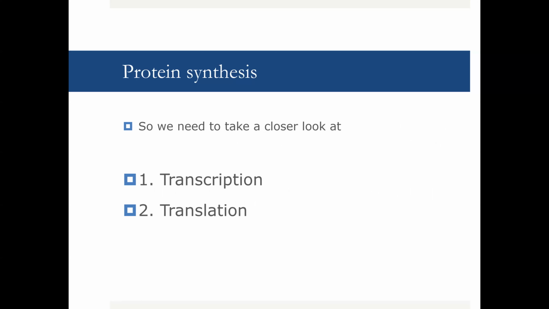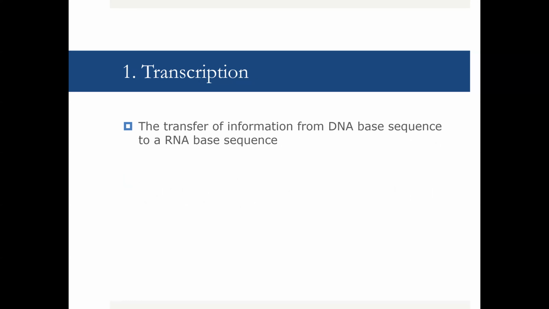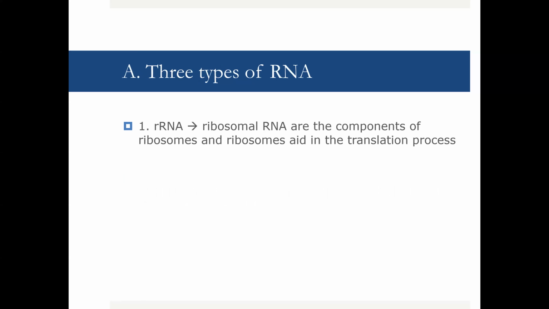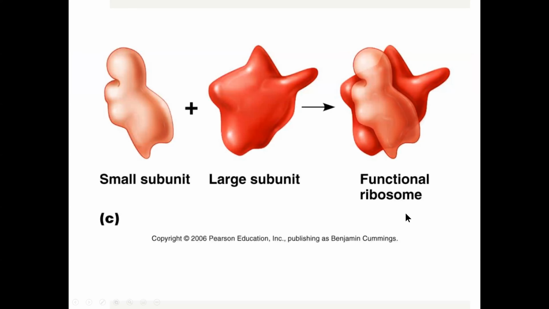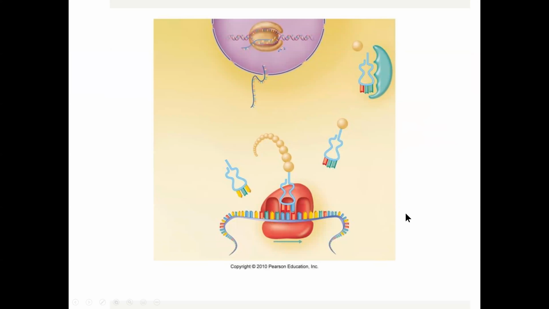I have 3 lectures. So we need to take a closer look at transcription and translation. The transfer of information from the DNA-based sequence to the RNA-based sequence is transcription. Ribosomal RNA, there's 3 types of RNA. Ribosomal RNA, which was made in the nucleolus, consists of 2 subunits. These are the subunits, so that's the only thing you need to know about ribosomal RNA.